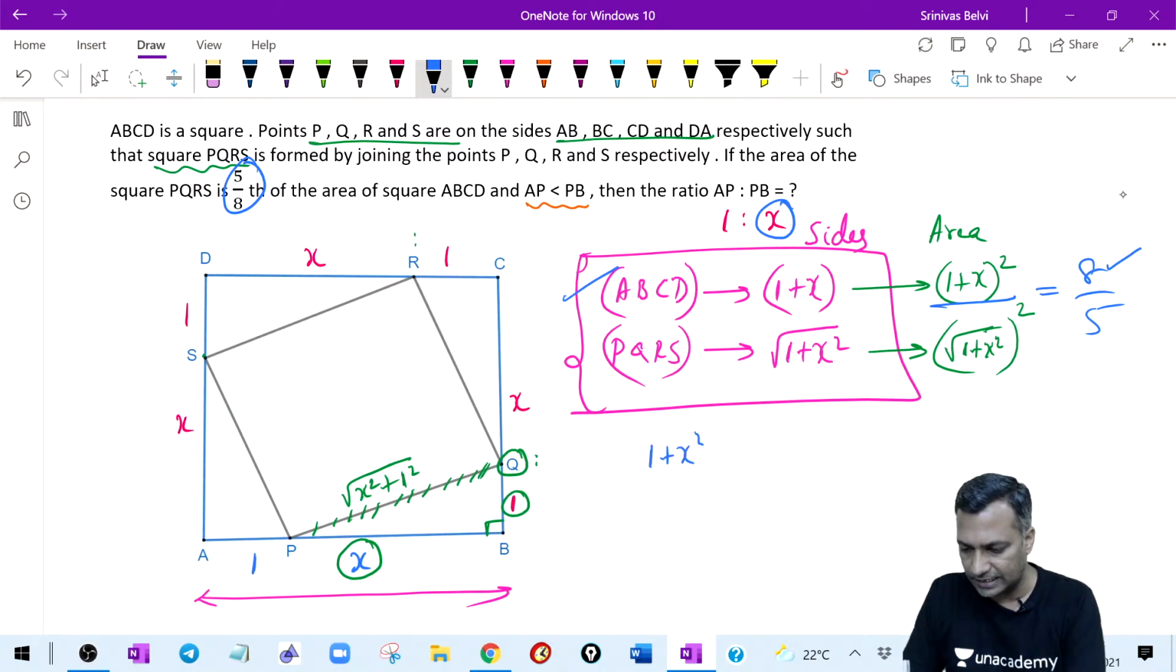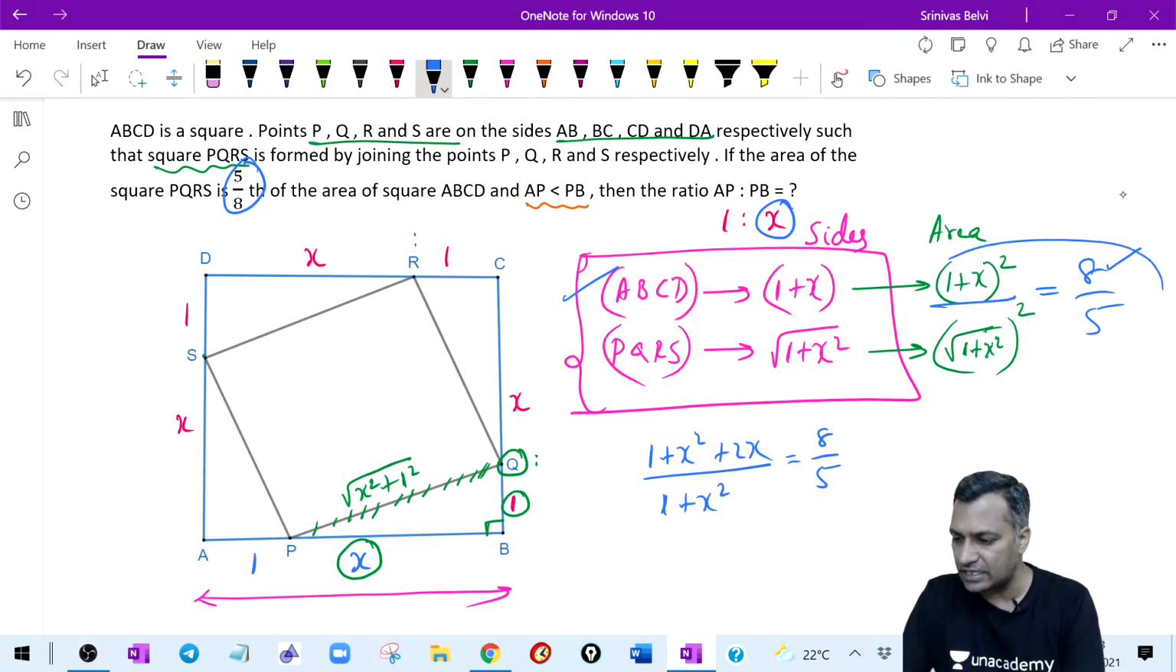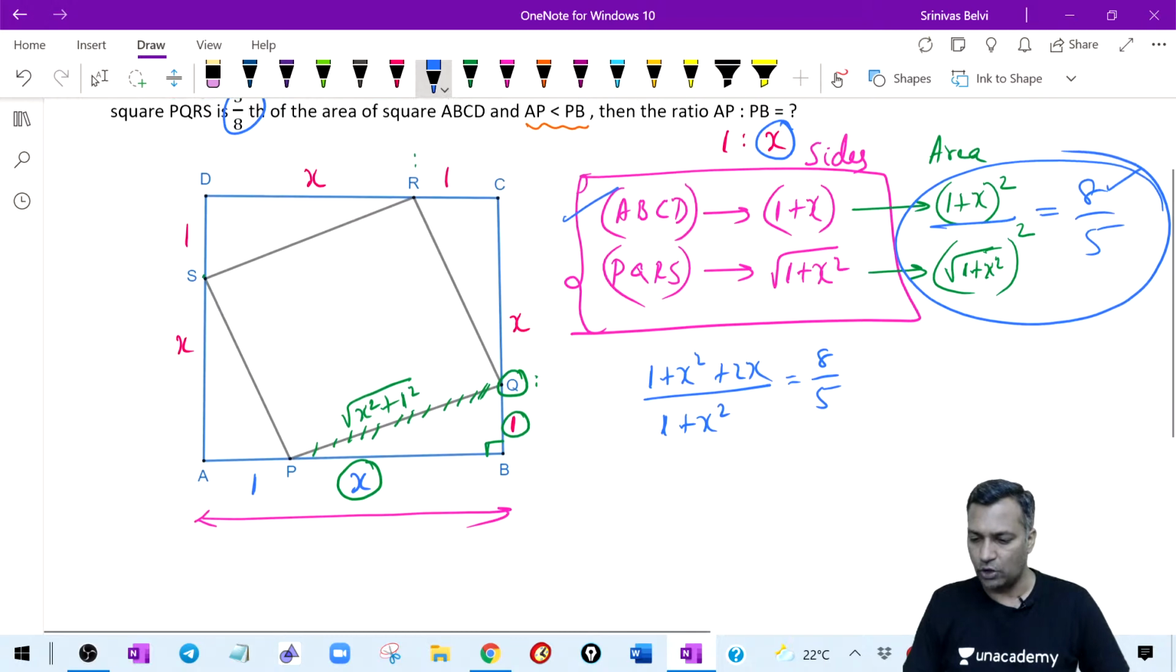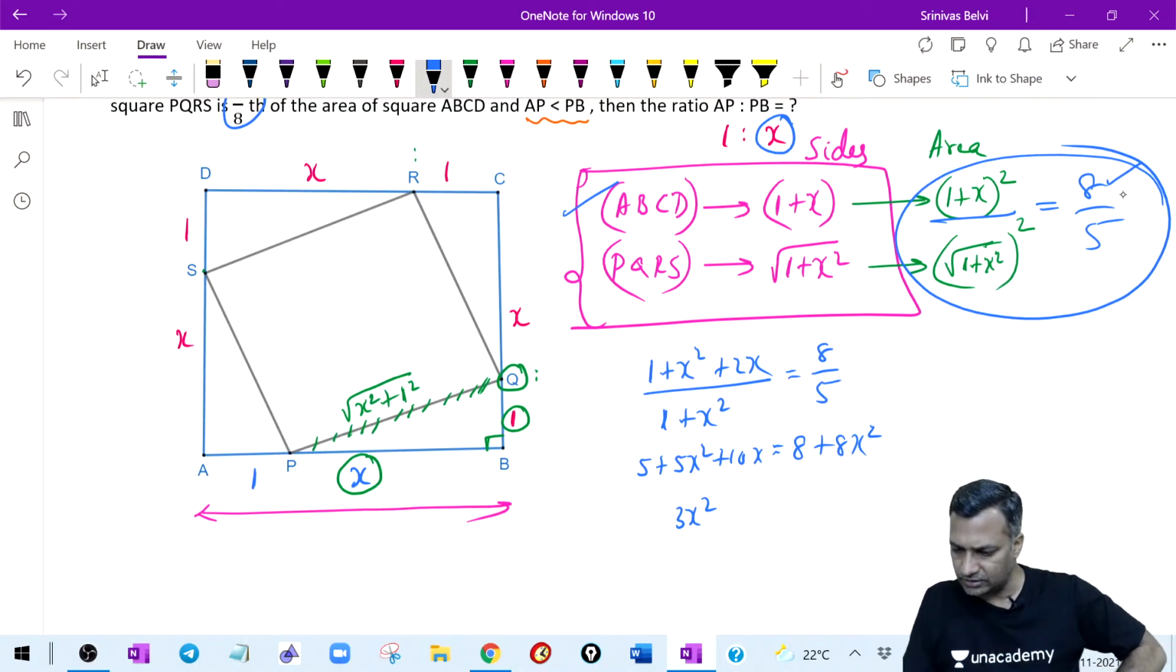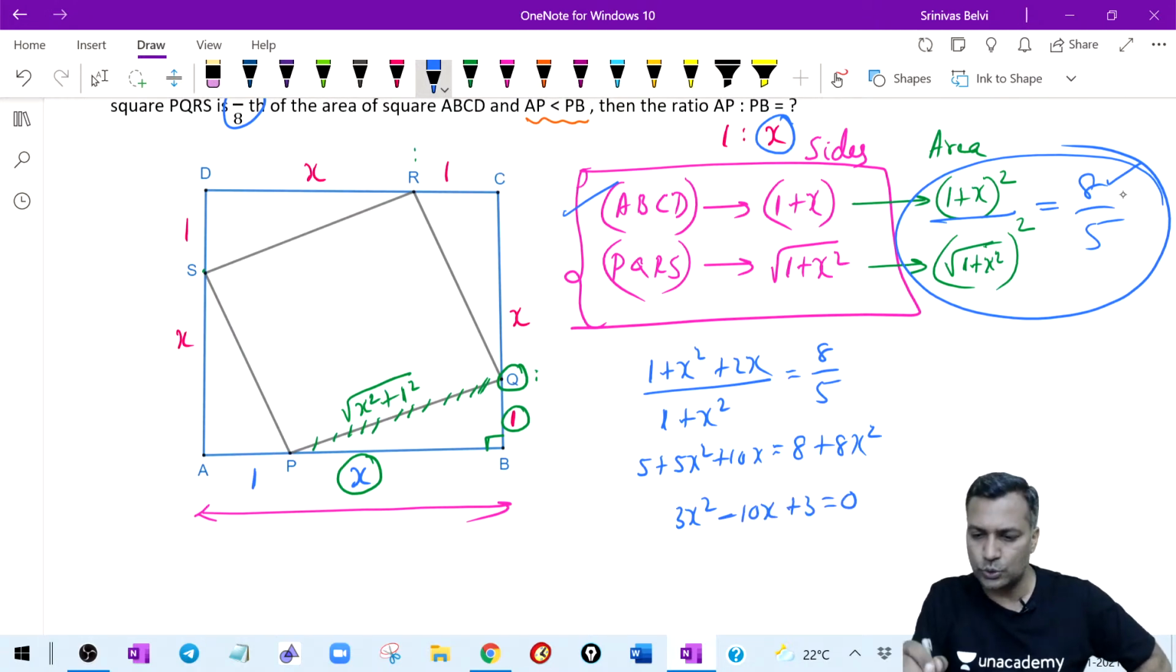Therefore (1 plus x square plus 2x) divided by (1 plus x square) is also equal to 8 by 5. I am just solving this. From here, upon solving, you get 5 plus 5x square plus 10x is equal to 8 plus 8x square. Upon solving, you get 3x square minus 10x plus 3 is equal to 0.